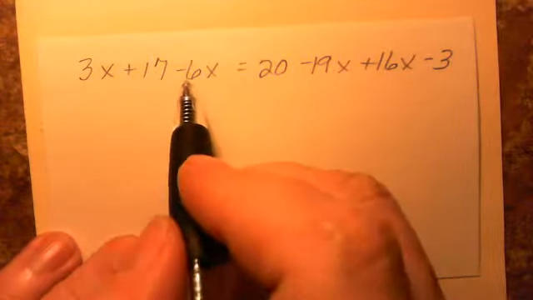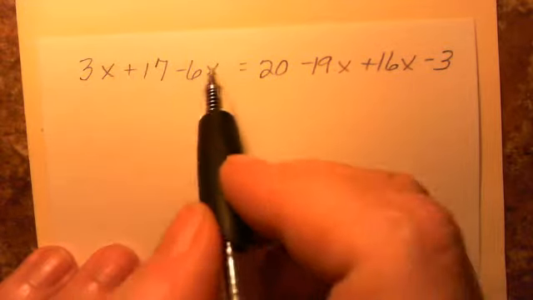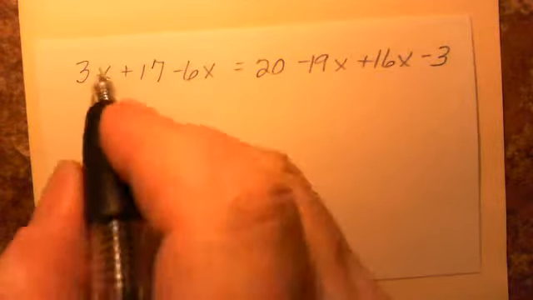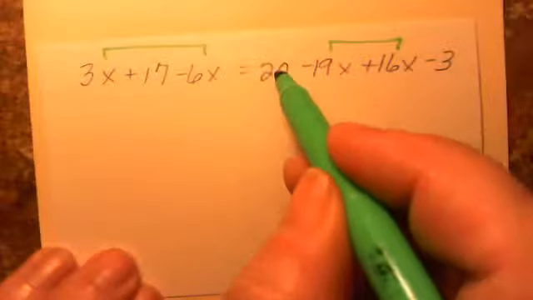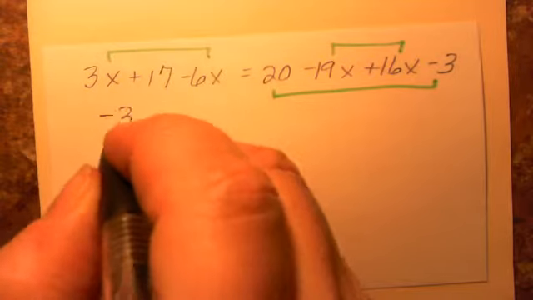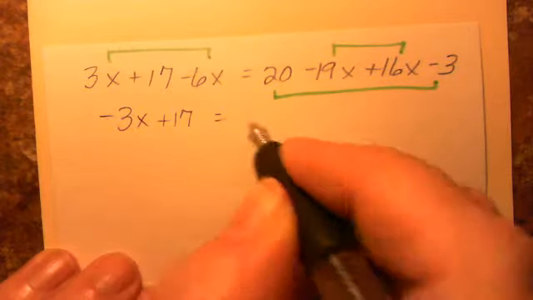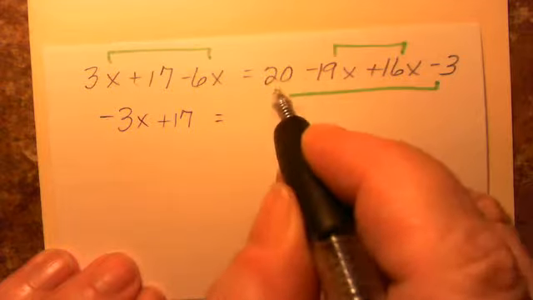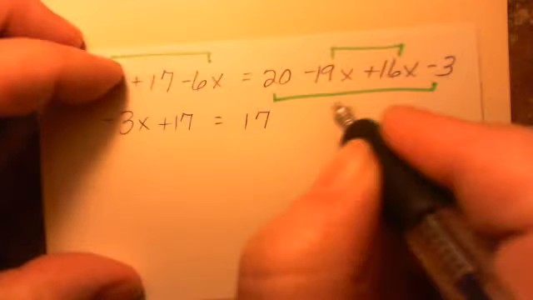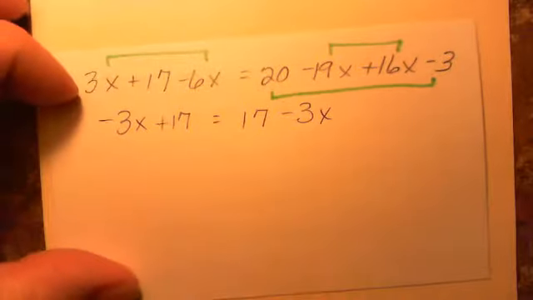Let's take a look at this one. We have 3x plus 17 minus 6x. We could go ahead and simplify here. Remember, this is an equation, so we want to simplify each side. So 3x minus 6x here. And over here we have like terms as well, don't we? So let's just simplify what we can. This gives us negative 3x plus 17. This side gives us, let's see, 17, and this gives us negative 3x.